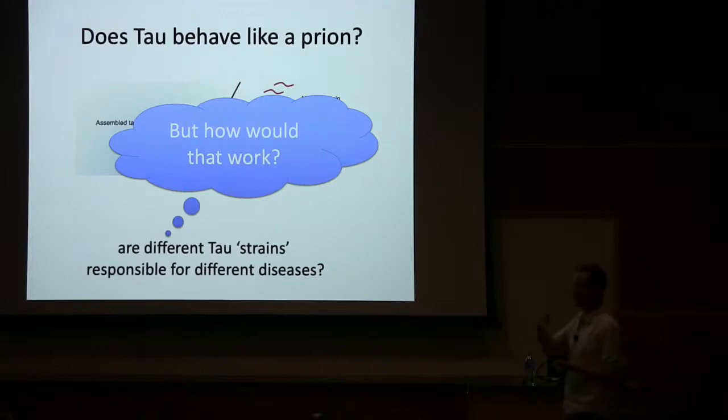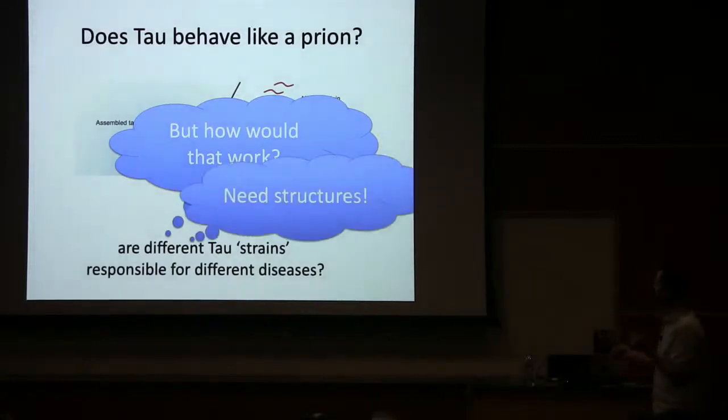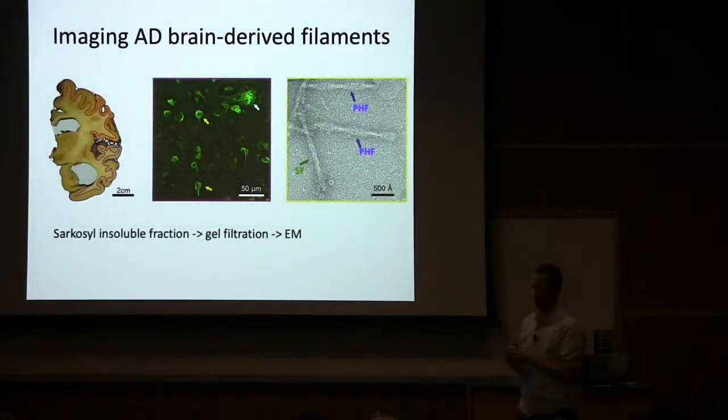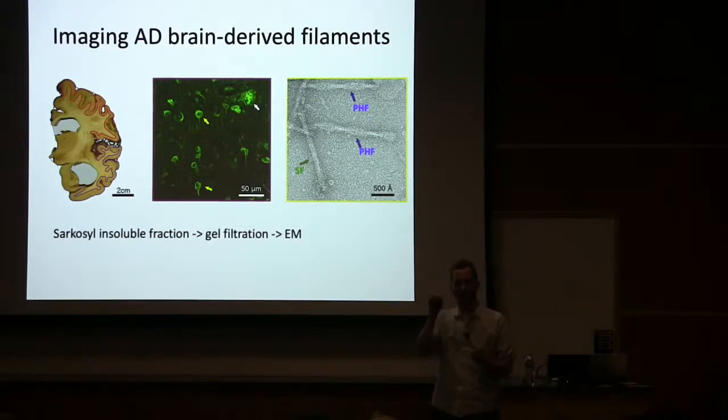And after the resolution revolution, and more about that tomorrow, the new software developed by Shaoda, the new microscopes with the new detectors, we thought it would be a good time in 2016 to go back, look at the same type of filaments that Tony already isolated in the 80s and 90s, and now do modern day cryo-electron microscopy on them. So we started off with the brain of a 74-year-old lady here in the US who died of Alzheimer's disease. Back then we would use pretty big chunks of it, cortex region here, and then you can use sarcosyl solubilization, and then you can do different steps of centrifugation to separate out your filaments from a lot of other stuff that is in brain.